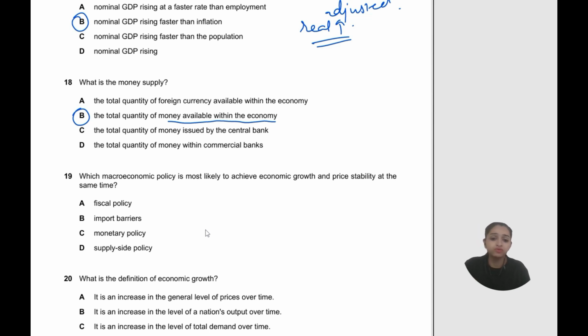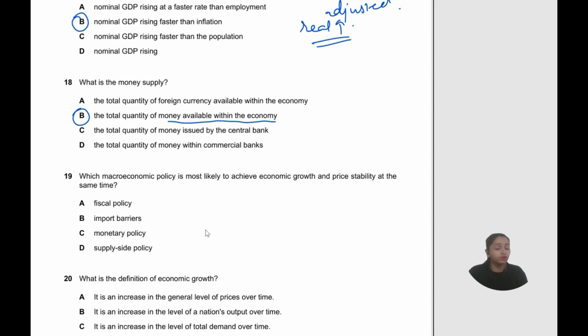The total quantity of money within commercial banks, no. Again, because commercial banks, with the help of the multiplier, are actually multiplying the deposits that they have in the form of loans and all, because these are just entries in the accounts, right? So B becomes the answer.